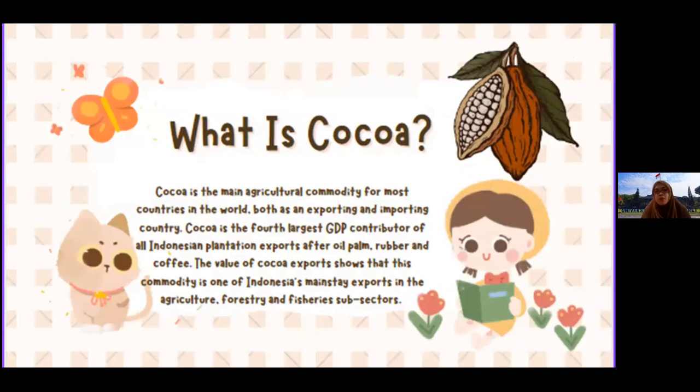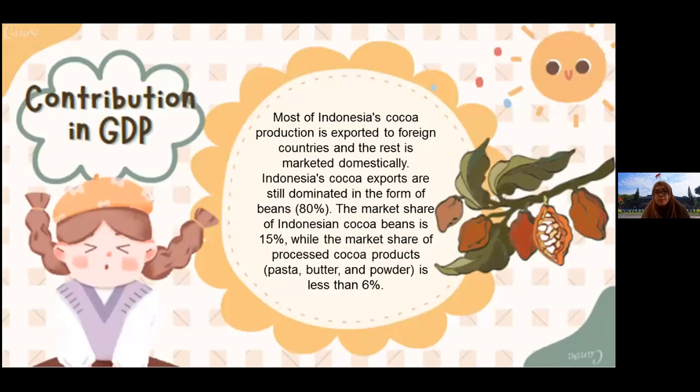The value of cocoa exports shows that this commodity is one of Indonesia's mainstay exports in the agriculture, forestry, and fisheries sectors. Most of Indonesia's cocoa production is exported to foreign countries, and the residual is marketed domestically. Indonesia's cocoa exports are still dominated by beans, 80%, and the market share of Indonesian cocoa beans is 15%, while the market share of processed cocoa products such as pasta, butter, and powder is less than 6%.